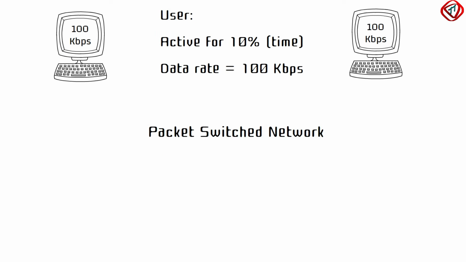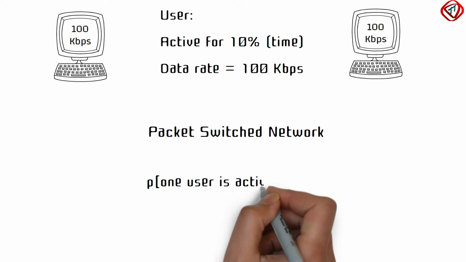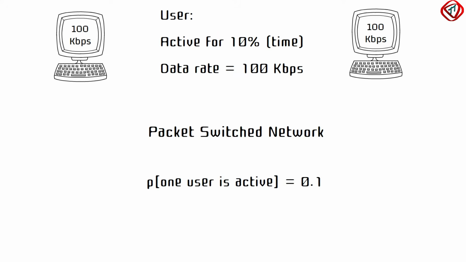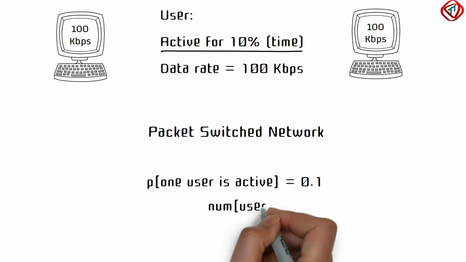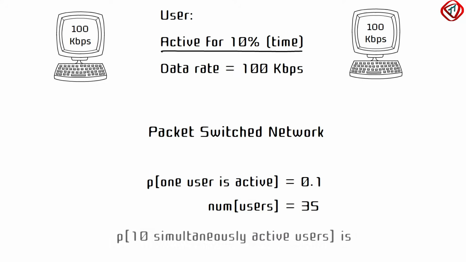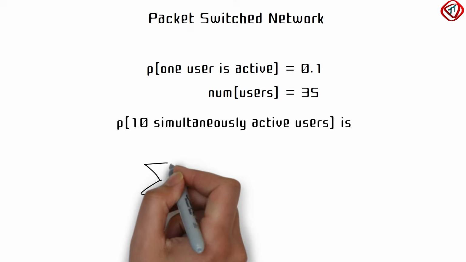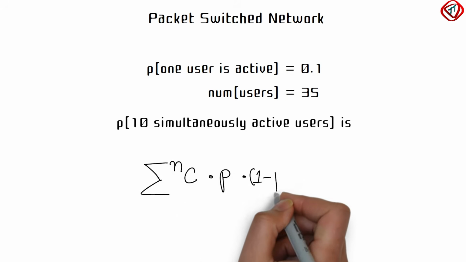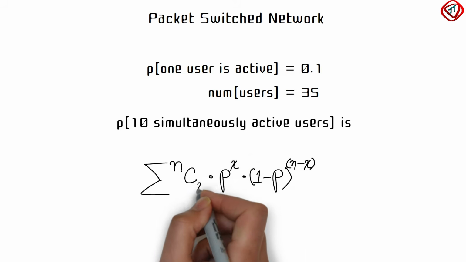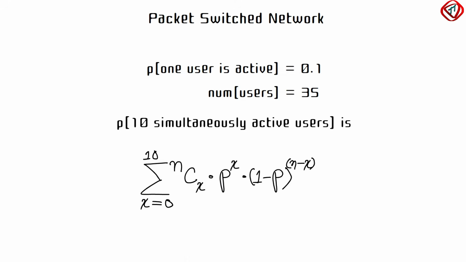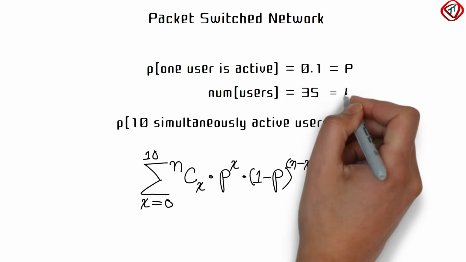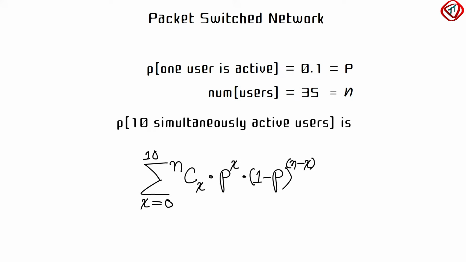With packet switching, the probability that a user is active is 0.1 because each user is active for 10% of the time. Suppose there are 35 users. Therefore, the probability of having 10 or fewer simultaneously active users can be found by using binomial distribution, where x ranges from 0 to 10, p is 0.1 and n is 35. It comes out to be 0.9996 approximately, which is the probability of having 10 or fewer simultaneously active users.